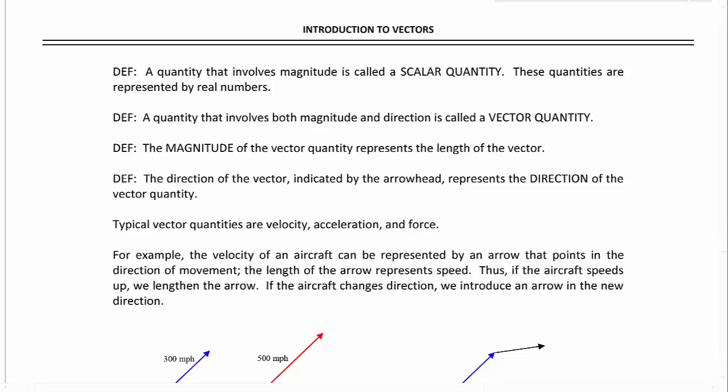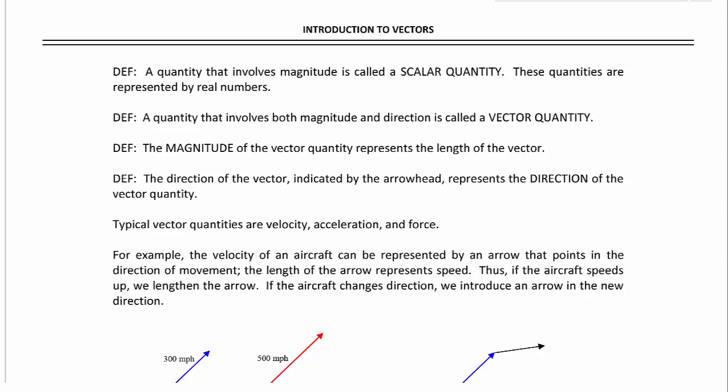This video gives us an introduction to vectors. A quantity that involves magnitude is called a scalar quantity. These quantities are represented by real numbers. A quantity that involves both magnitude and direction is a vector quantity.